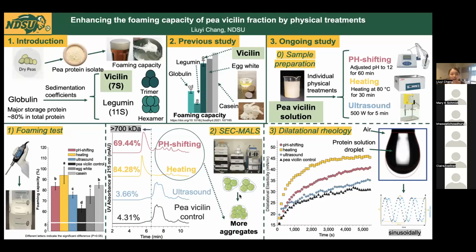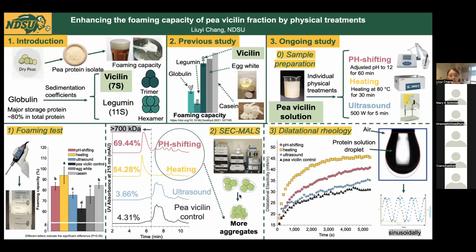Okay. As we know, exploring protein sources to alternative animal proteins has been at the forefront of food ingredients innovations. So in recent years, pea protein isolates have received increasing attention because of the competitive prices and valuable functionalities. With respect to its functional properties, foaming capacity is one of the most important functionalities, which is closely related to its application in the food industry.